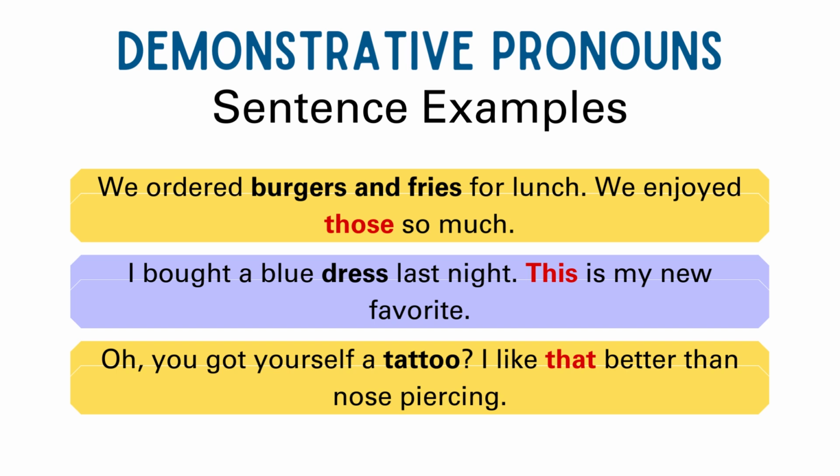Next, I bought a blue dress last night. This is my new favorite. The pronoun this refers to the blue dress. Perhaps she was holding it while telling her friend about it. That's why she used this. Also, the noun is singular, so the correct pronoun is this, not these.